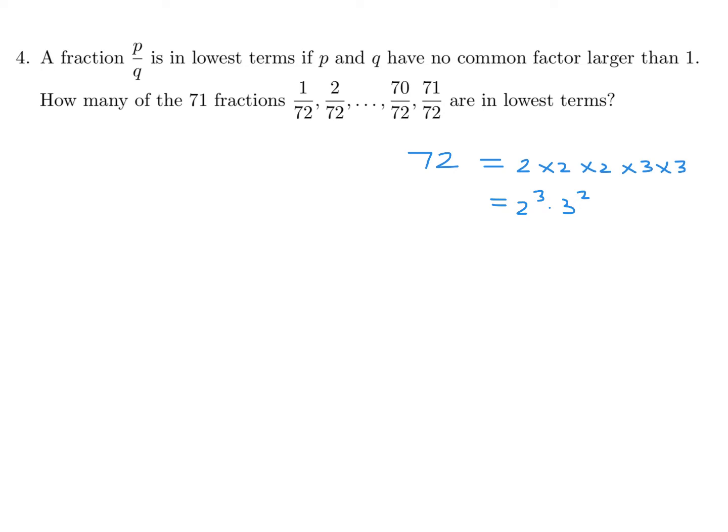For example, the numerator there is a multiple of 2. It's 2 itself, and obviously 2 over 72 can be reduced to 1 over 36. So anything that's a multiple of 2 will be reducible, which means all even numbers will be reducible. So I'm just going to concentrate on the odd ones. Let me write that down: all even numerators will be reducible.